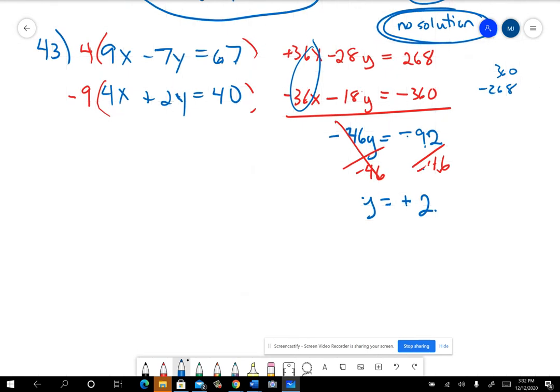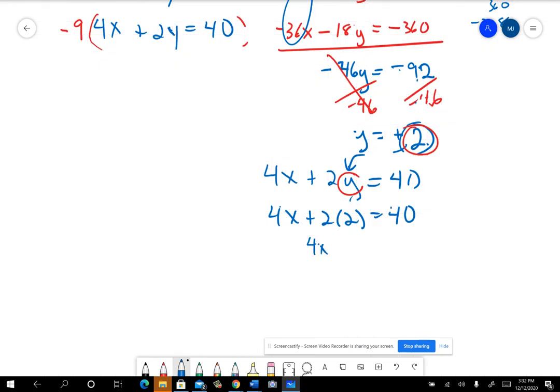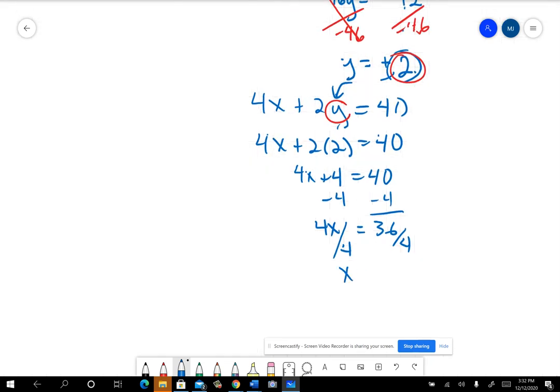All right, now you could go back if you wanted and just eliminate the other variable. Some people like doing that to find the x. Or you could take one of the equations, so maybe take the one that's all positives, and then just plug 2 in for the y. Make sure you plug it in for the appropriate variable. So that's 4x plus 2 times 2 equals 40. So 4x plus 4 is 40. When I take away the 4 and divide by 4, I wind up with my x being 9.